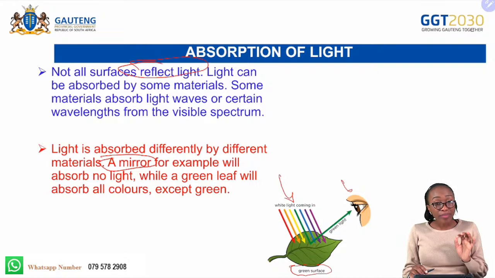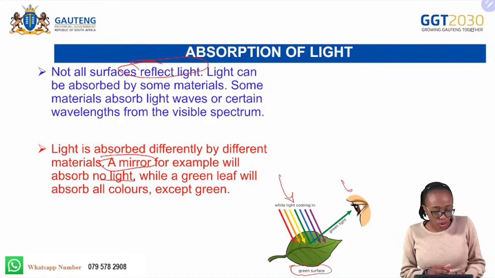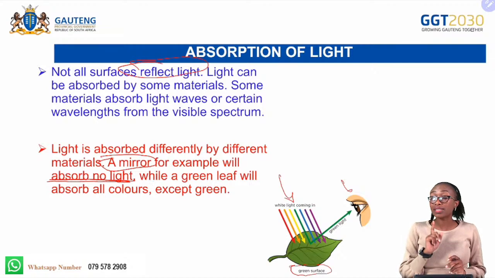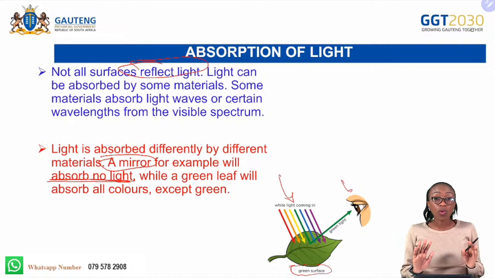Now a mirror, for example, will absorb no light. It's not going to absorb any light, while a green leaf will absorb all the colors except green. So a mirror is not going to absorb any light, whereas a green leaf is going to absorb all colors except green. But then, how is that even possible? Think about what you see when you look at your reflection on the mirror. You are able to see all the colors.